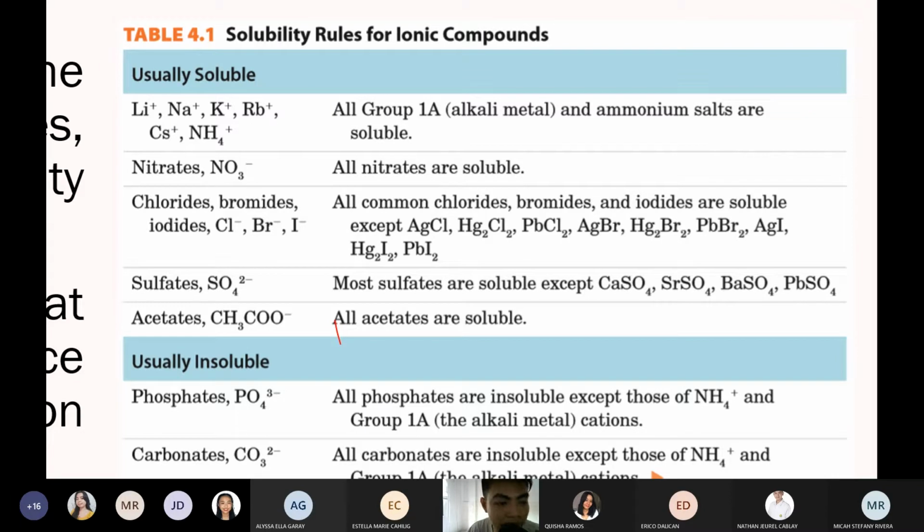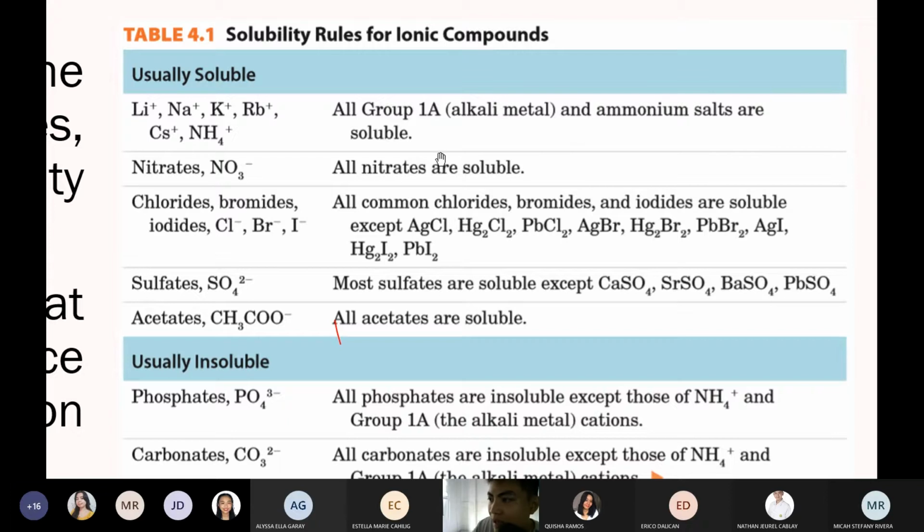Ibig sabihin, precipitate 'yon. Okay? So, ang idea is that as long as these cations are the partner of your Cl, Br, and I, precipitate sila. Okay? Pag yung Cl pinartner mo kay Ag, precipitate 'yon. Kapag yung Cl pinartner mo kay mercurous ion, precipitate 'yon. Pag yung Cl pinartner mo kay lead-2, yung bromine pinartner mo kay silver, kay Hg2, kay Pb, ayan. Pag pinartner mo sila sa mga metals na yan, they are precipitates.